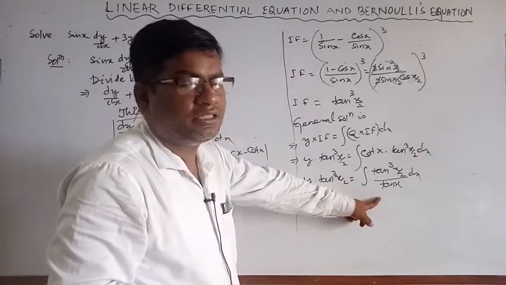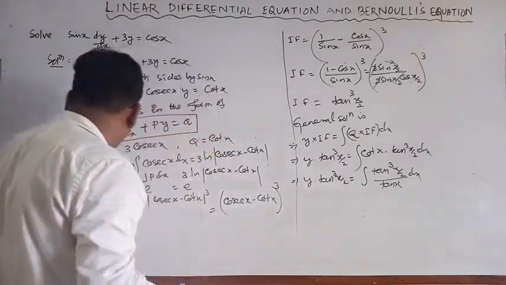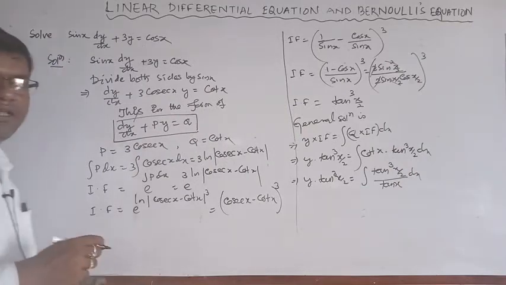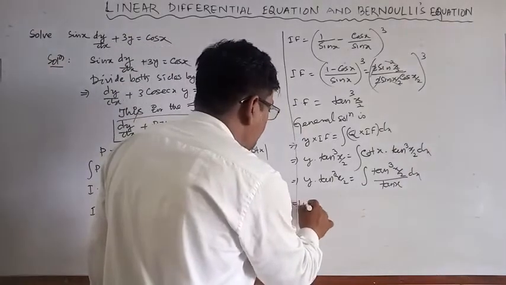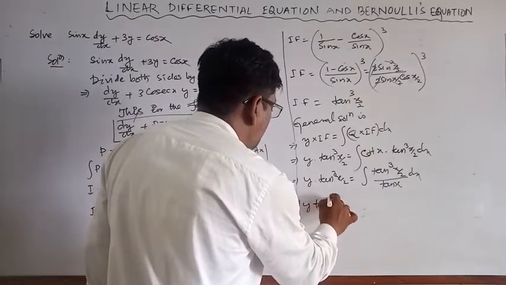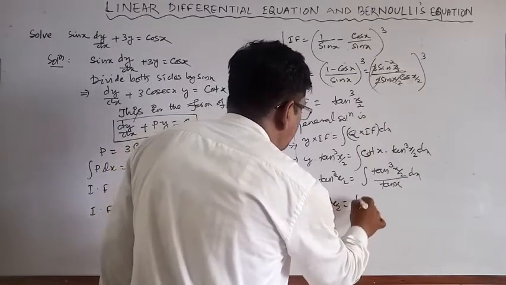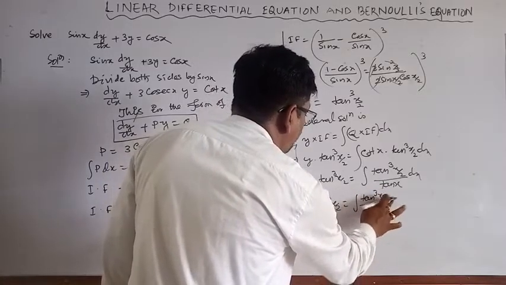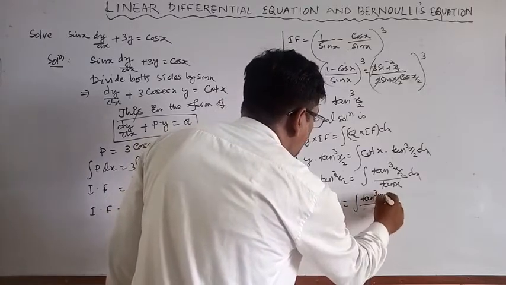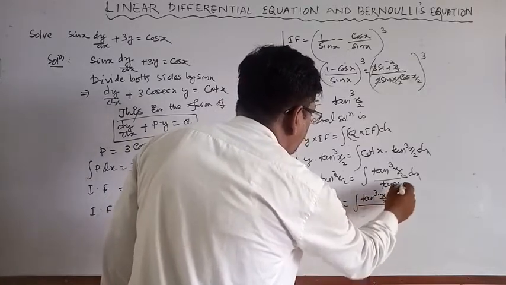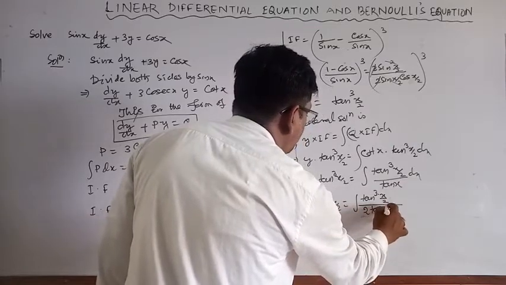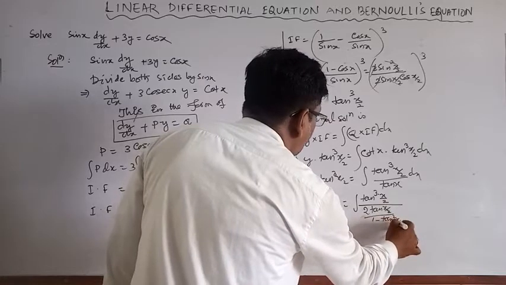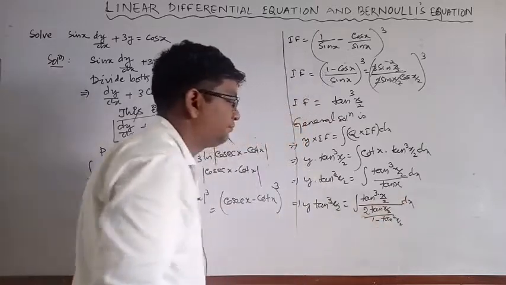Now use the half angle formula for tan x. So y into tan cube x by 2 is equal to integration of tan cube x by 2 divided by, that is 2 tan x by 2 divided by 1 minus tan square x by 2, into dx.